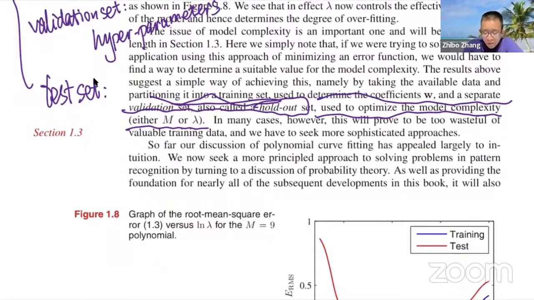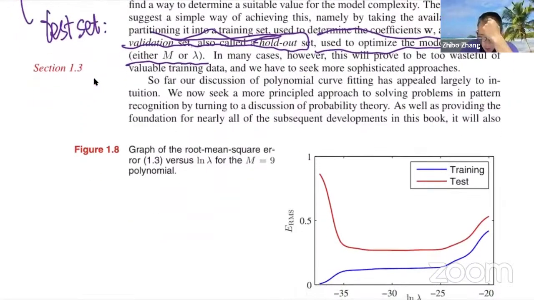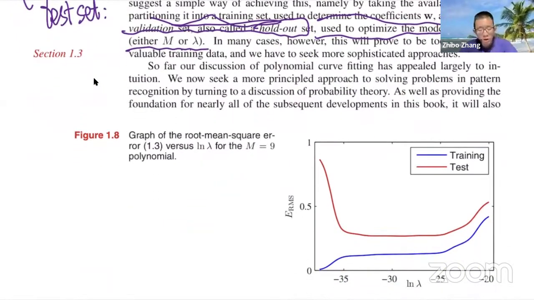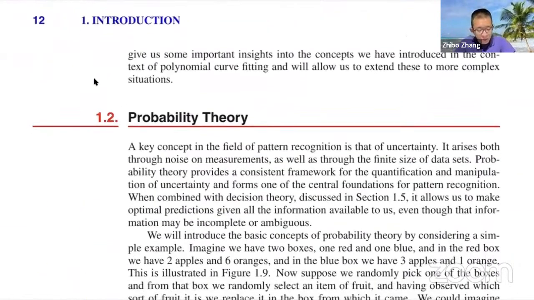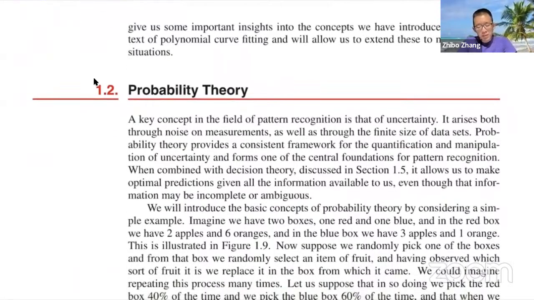So far, our discussion of polynomial curve fitting has appealed largely to intuition. We now seek a more principled approach to solving problems in pattern recognition by turning to a discussion of probability theory, as well as providing the foundation for nearly all of the subsequent development in this book. It will also give us some important insights into the concepts we have introduced in the context of polynomial curve fitting, and will allow us to extend this to more complicated situations.